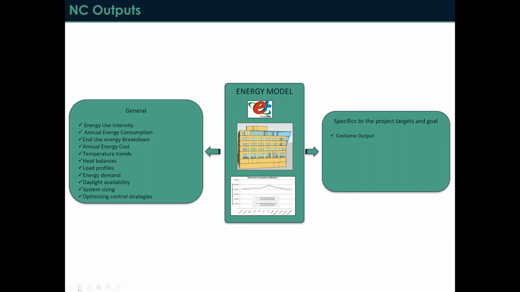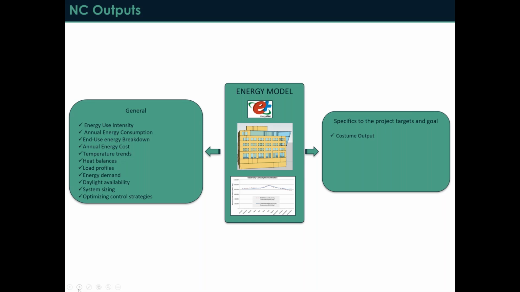We have a general output, such as EUI, which is the most famous output of energy modeling, energy use intensity. That's kBTU per square foot or kWh per square meter. We can get the annual energy consumption, end use energy breakdown, annual energy cost, temperature trend, energy cost, temperature, load profile, and so on. And also we can have a custom output, depending on what type of project we have. Maybe we need a specific output for a specific project.